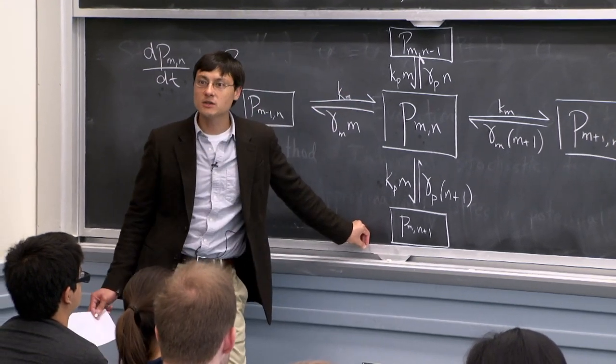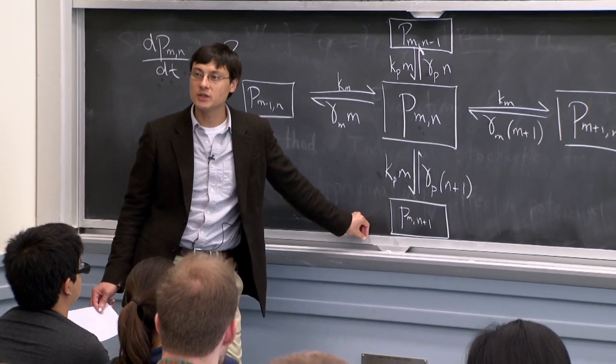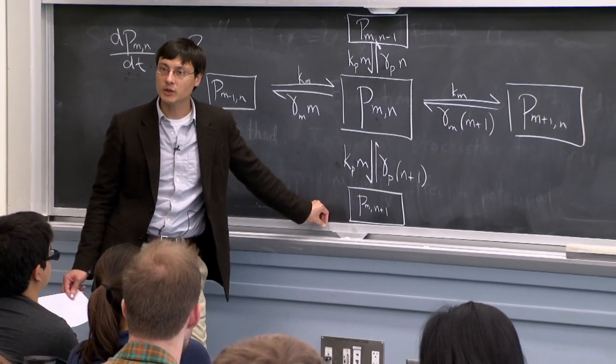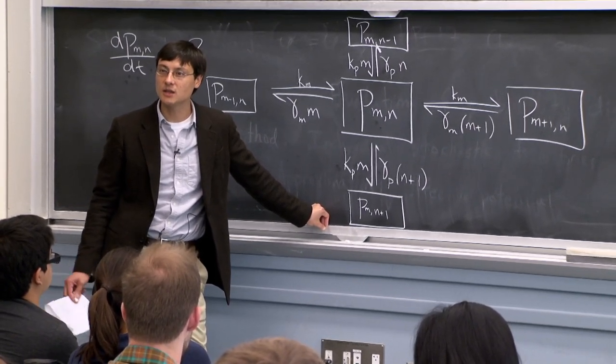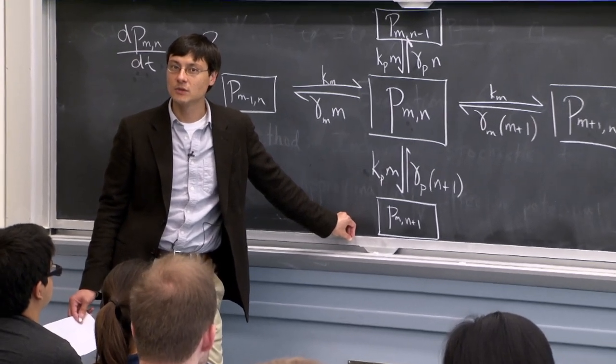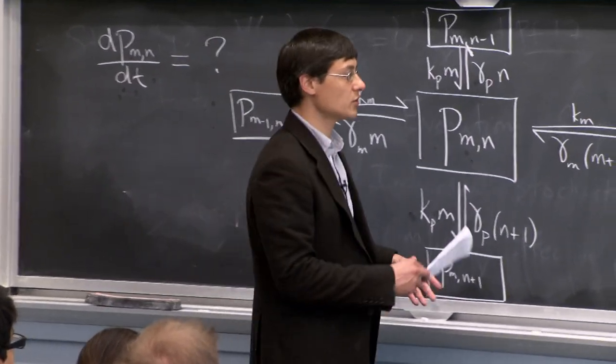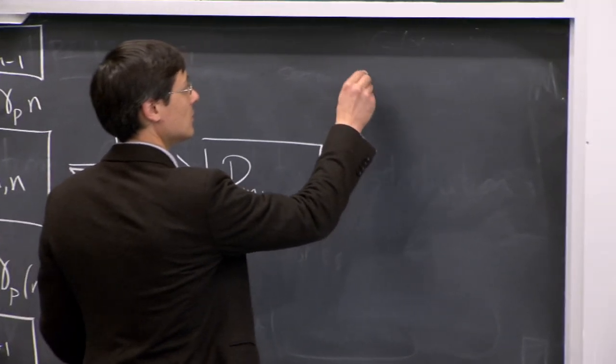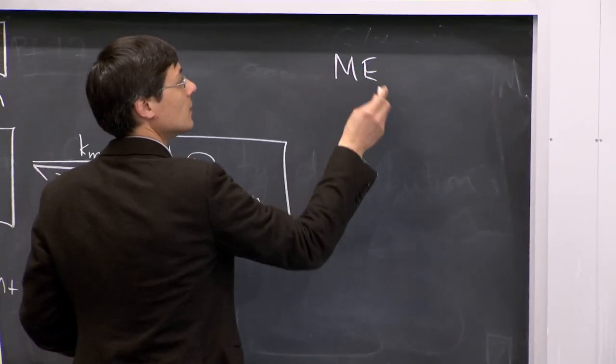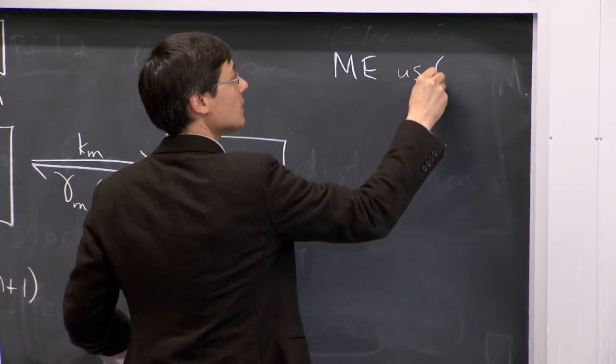So can you use the master equation to get these probabilities if you're out of equilibrium, out of steady state? All right, so that's a question. So the master equation, is it useful out of steady state?